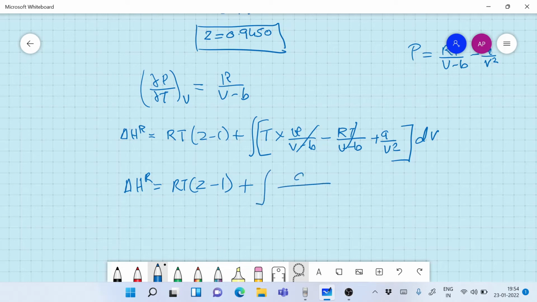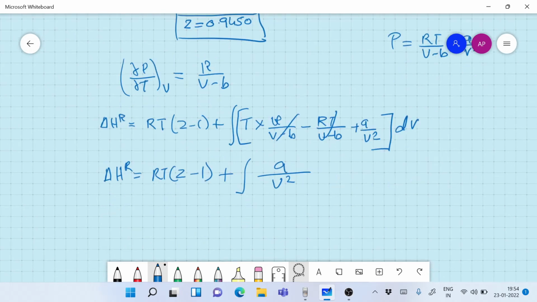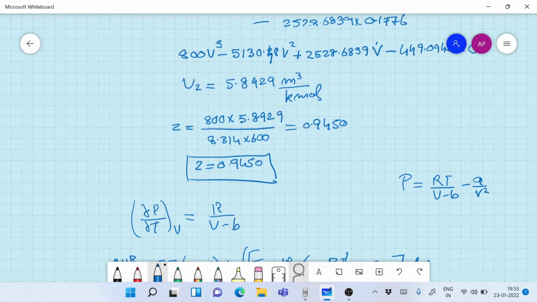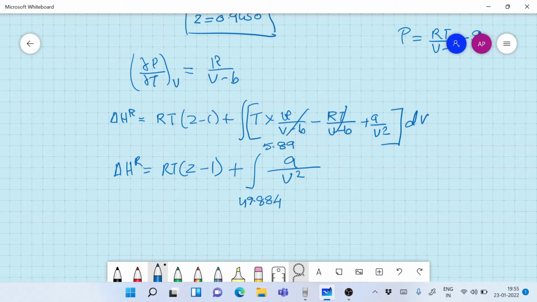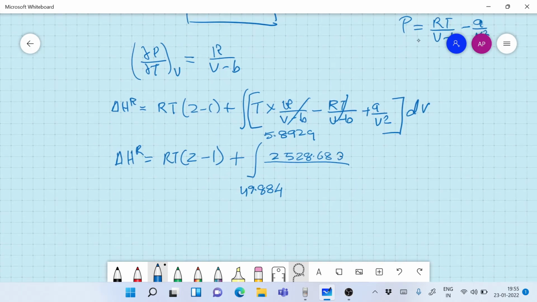the integral of a/V², and the lower limit is V1, and our V1 is 49.884, and our upper limit is 5.8929. We replace a/V² with the value of a. So we get this as 2528.6839 divided by V squared. Right? So let's put in the values here.